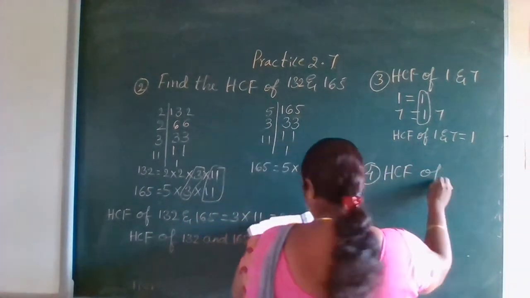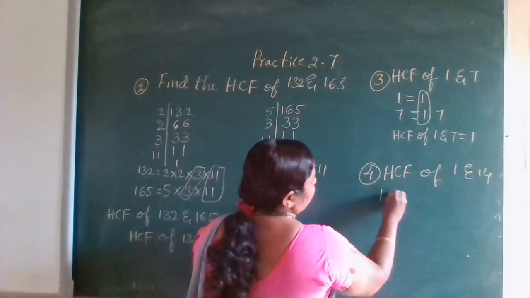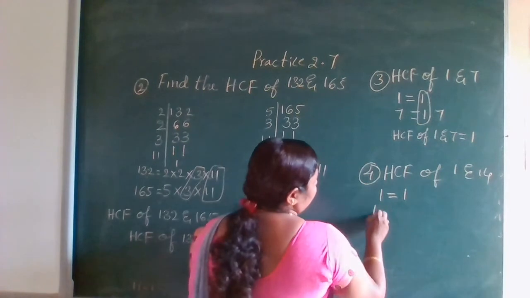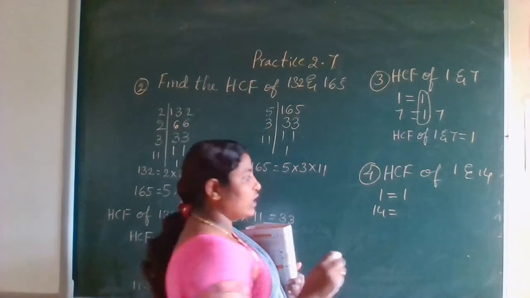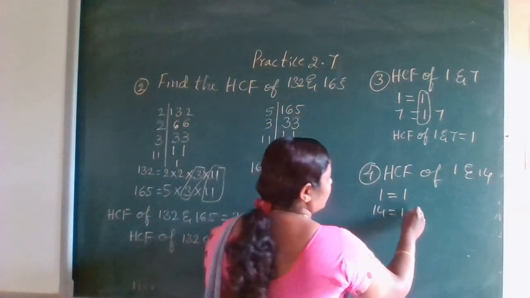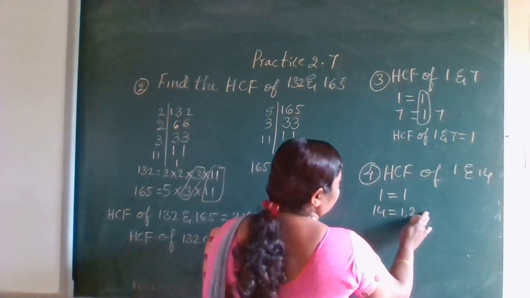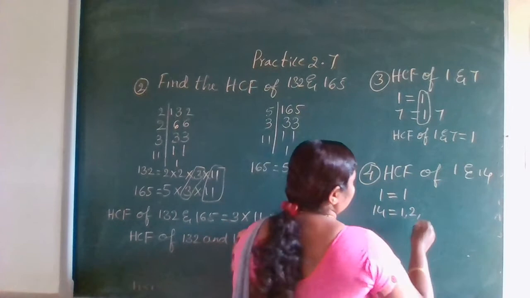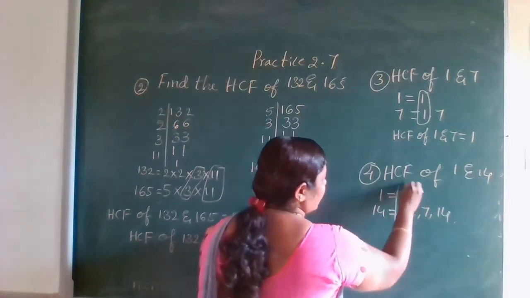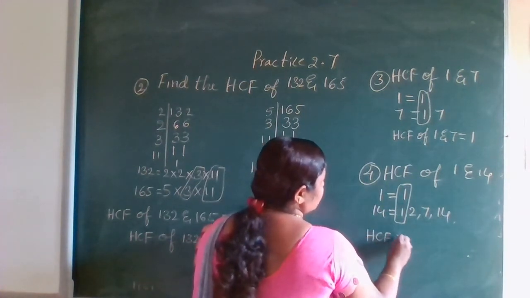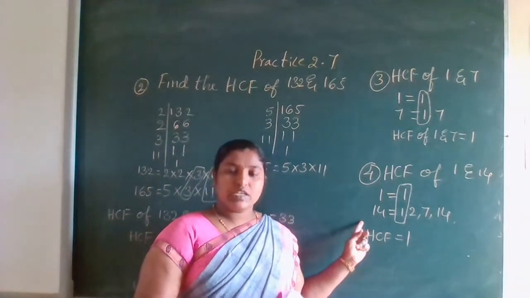HCF of 1 and 14. Take the factors of 1, only 1, then 14. 14 is in which table? Factors you should write. 14 is in the 1 table, 2 table, then 7 table, then 14 table. But the common one we should take, HCF is equal to 1. This is one interesting case.